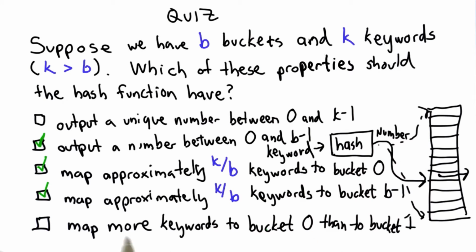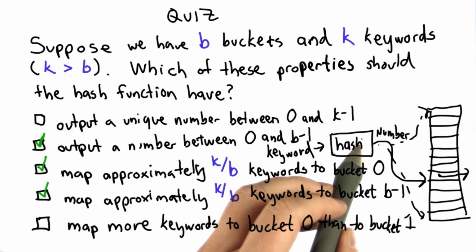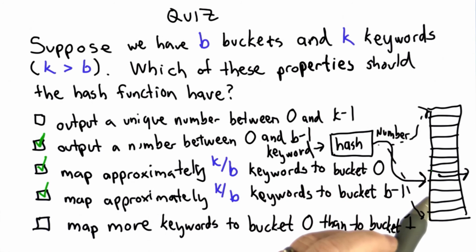The final property says that we should have more keywords in bucket 0 than in bucket 1. There's no reason that we would prefer that. So you might think it would be better to have more keywords at the beginning than later on. That's not the case with a hash table. Remember, what our hash function does is tell us right away which bucket to go through. We don't have to look through the earlier buckets.